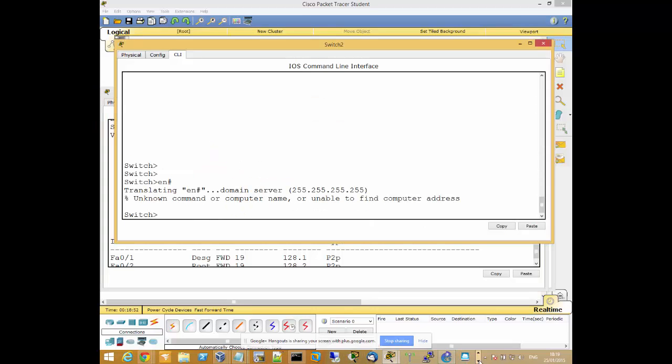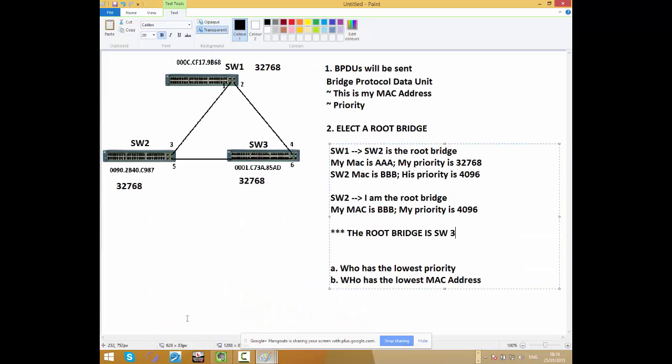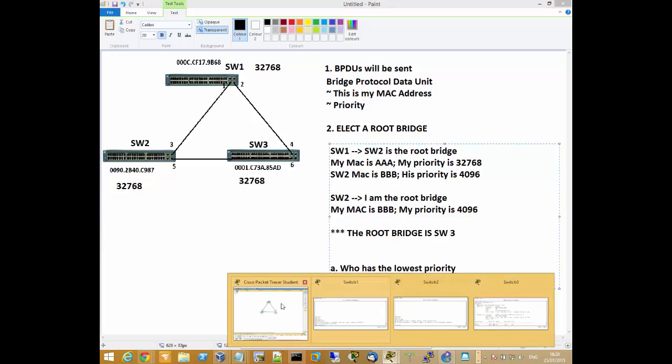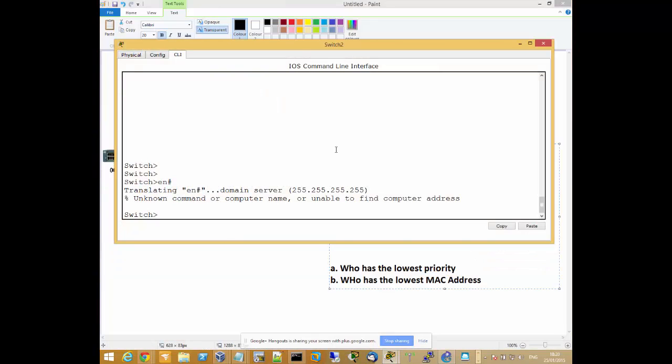So if we go back to our diagram, it's 001673A. This one is saying, hey, these are my details, but these are the details of the root bridge. Is that clear? Any questions regarding that? It's okay for me. Yeah.